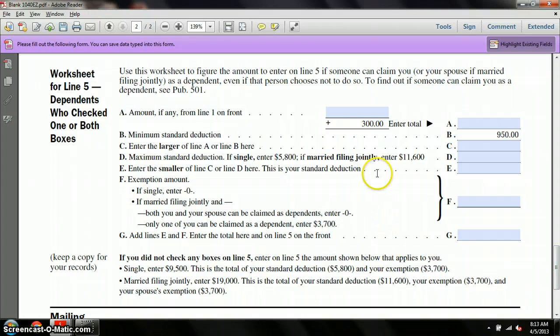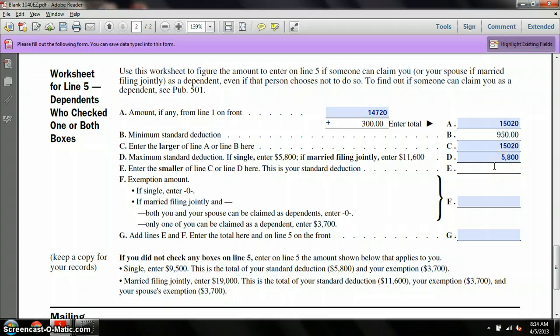So first we start off with the amount, if any, from line 1 on the front. Remember that was $14,720 plus $300, which would give us $15,020. Minimum standard deduction $950. So it says enter on line C the larger of line A or line B. So $15,020 is larger than $950, so we put $15,020 there. Maximum standard deduction, if single, enter $5,800. If married filing jointly, enter $11,600. So let's say Roberto is single, so we enter $5,800.